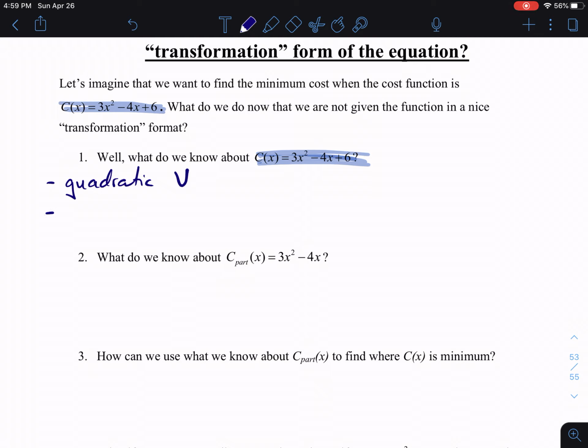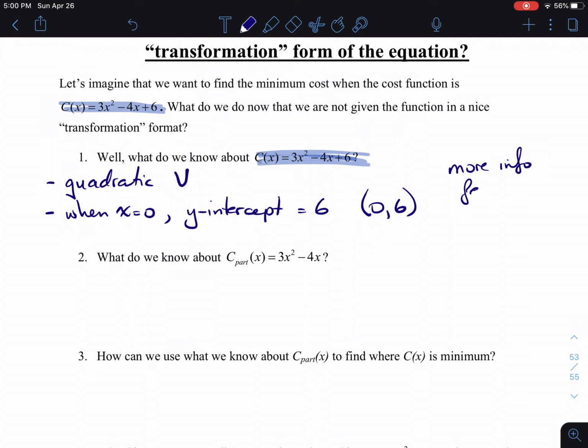Maybe we know that when x is 0, the y-intercept is 6, right? So we know that it's going through (0, 6). Okay. Is there anything else that we know? We might be able to complete the square. We might be able to factor it, right? But the way that it is right now, we can say we can get more info from factored form and vertex form. But this is what we're currently given. So that's all we know.